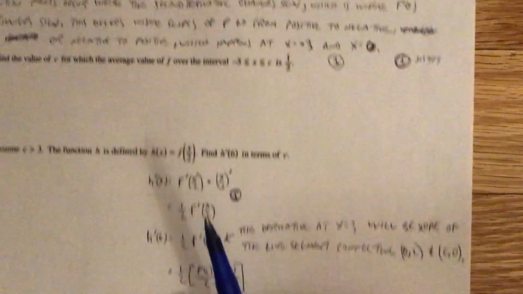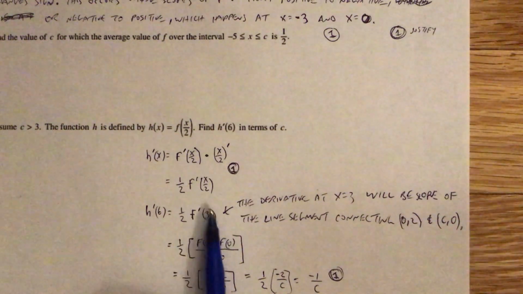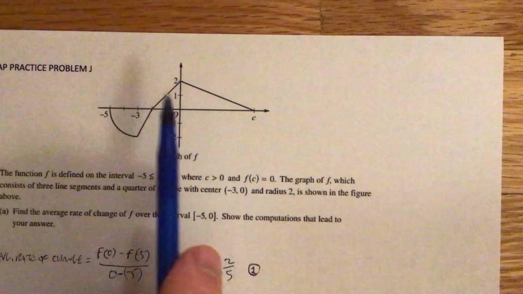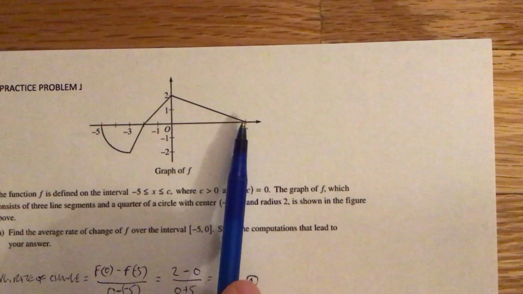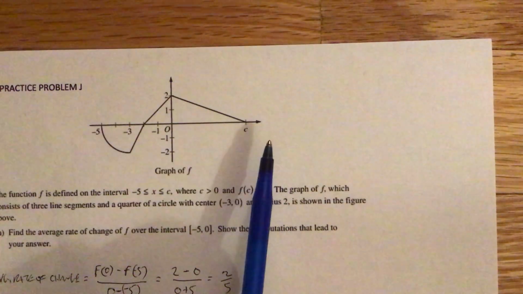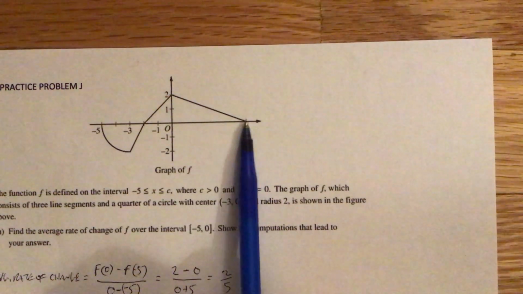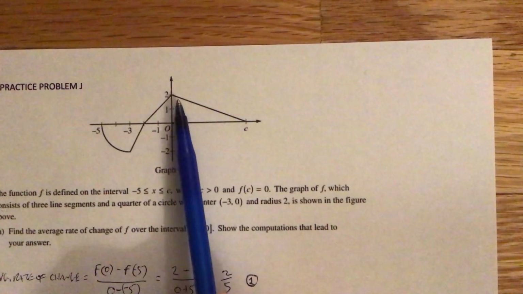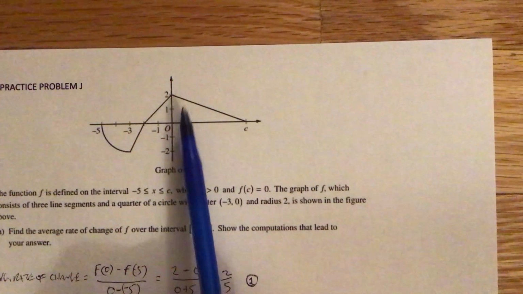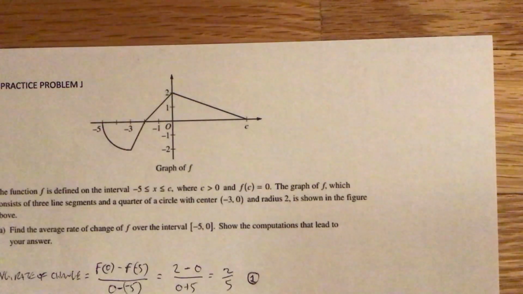So then the way I'm going to replace this f prime of 3 is I'm going to look at what's the slope at 3 of this graph? Well, it's the slope of this segment. What's the slope of this segment? Well, use y2 minus y1 over x2 minus x1. This is the second point. Its coordinates are c comma 0, and this is your first point. Its coordinates are 0 comma 2.